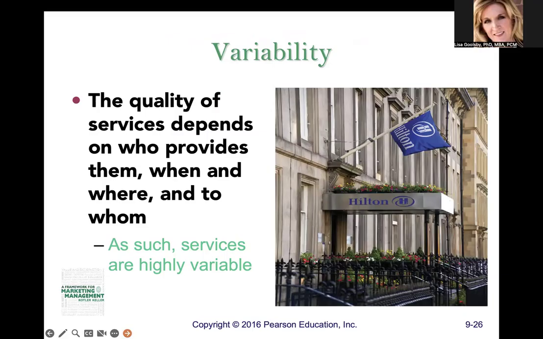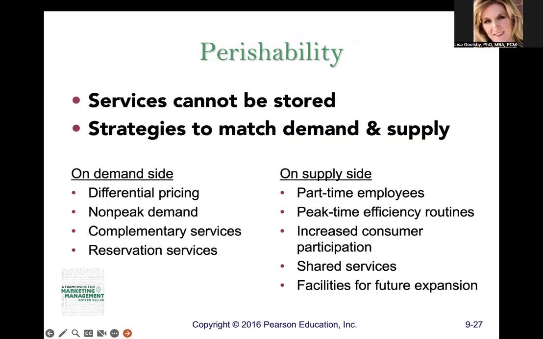We already talked about variability with my drinks and perishability. Services can't be stored, and your strategies have to match that demand and supply. You might have some different pricing for non-peak demand. We do something at the coffee bar. We have a buy one, get one happy hour from 3 to 6. That's typically been our slowest time. But that demand for non-peak hours, our pricing that we did with it, our marketing strategy has now made that time frame from 3 to 6 a really busy time.